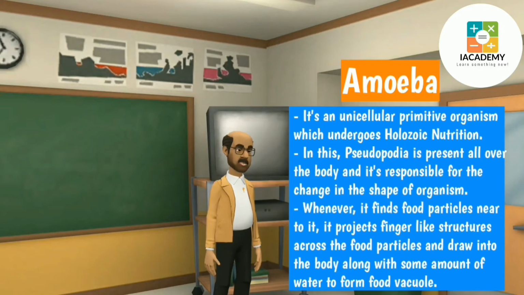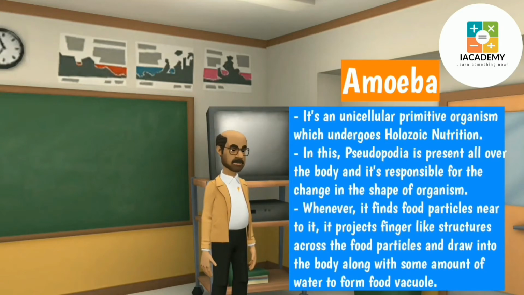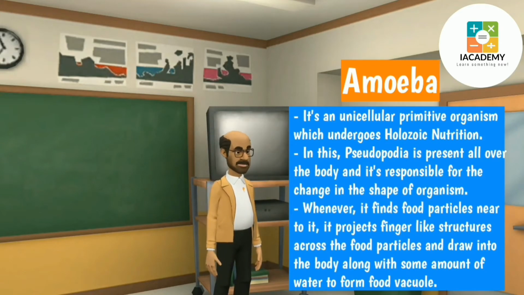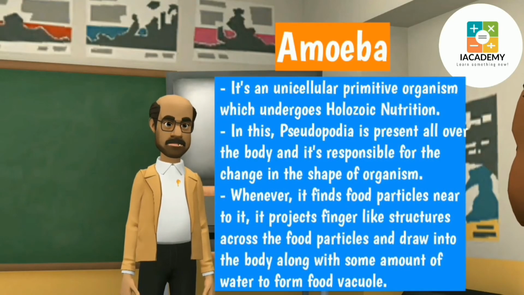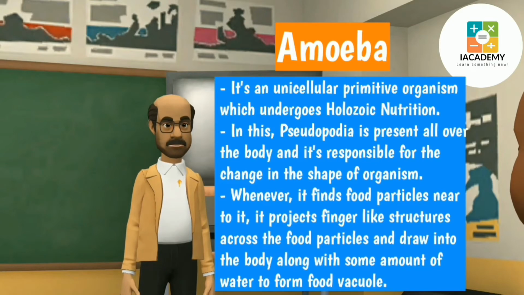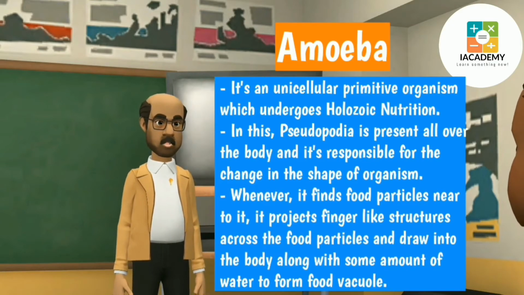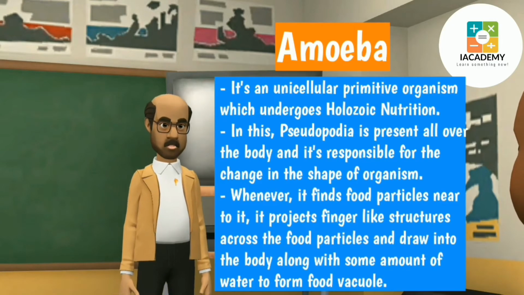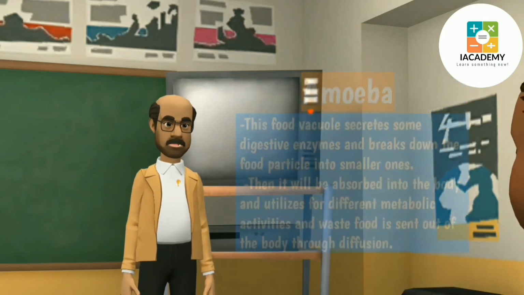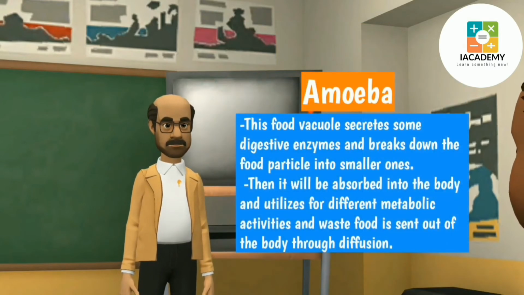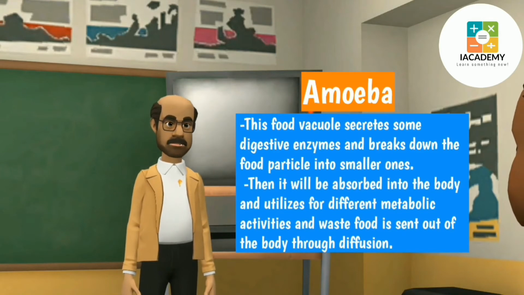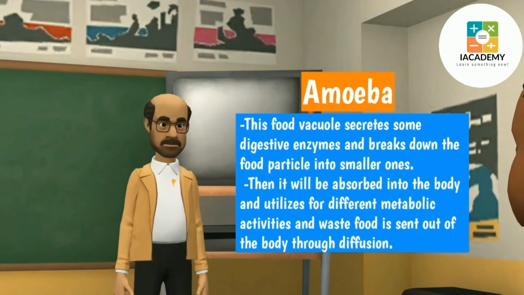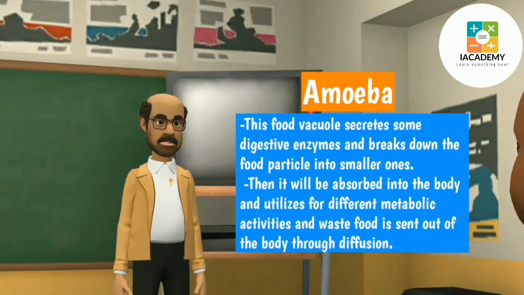In this, pseudopodia are present all over the body and are responsible for the change in the shape of the organism. Whenever it finds food particles near it, it projects finger-like structures across the food particles and draws them into the body along with some amount of water to form a food vacuole. This food vacuole secretes some digestive enzymes and breaks down the food particle into smaller ones. Then it is absorbed into the body and utilized for different metabolic activities, and waste is sent out of the body through diffusion.